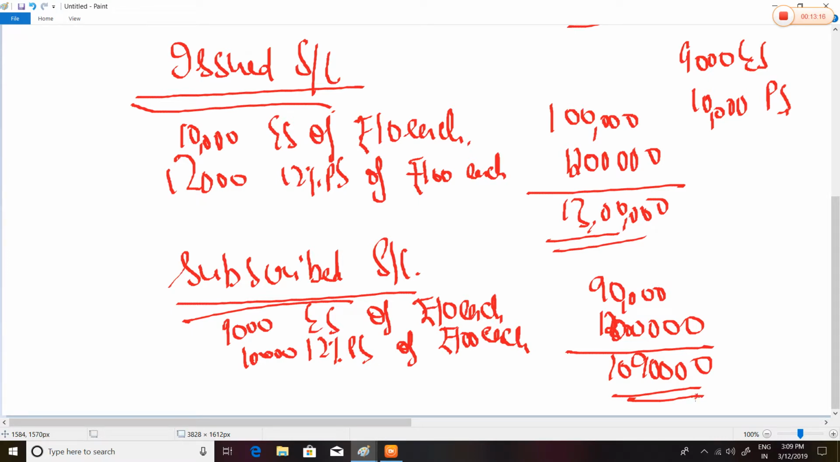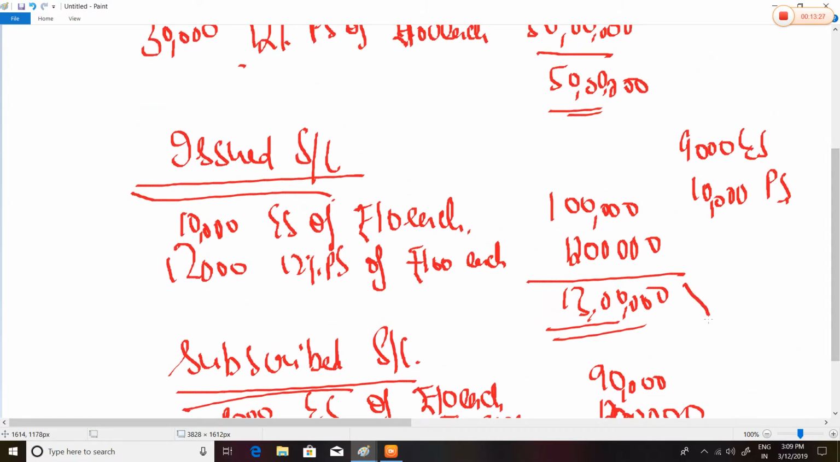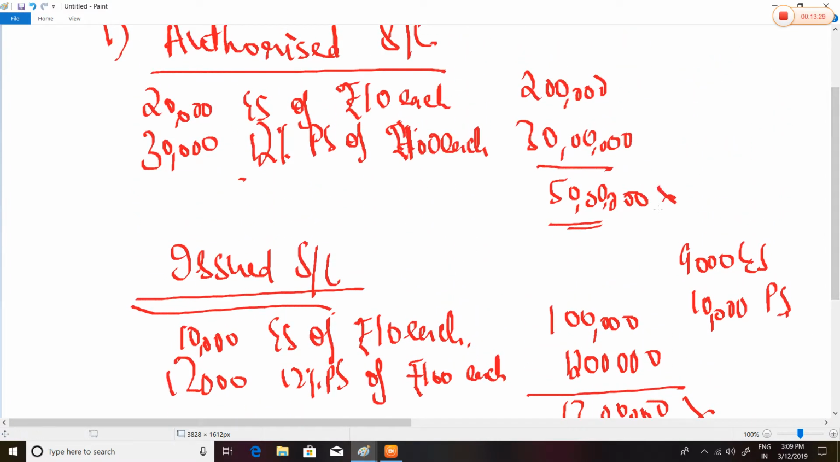So this amount of 10 lakh 90,000 would be transferred to the balance sheet, and not these, not these, not this. Okay, this is just for presentation purpose. This is just for presentation purpose.